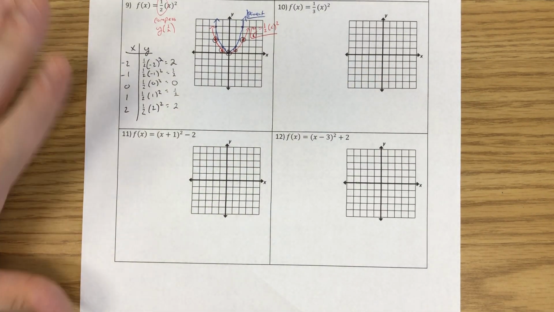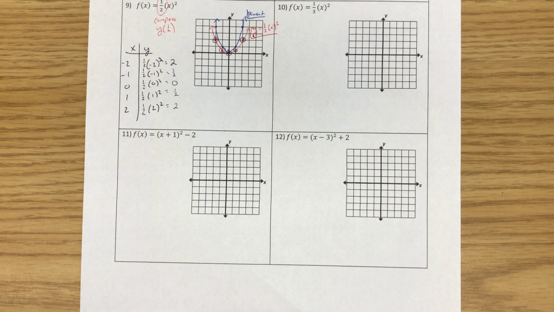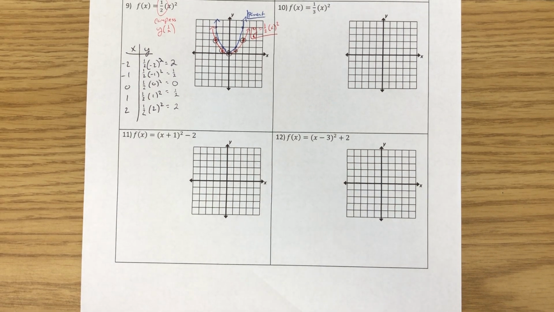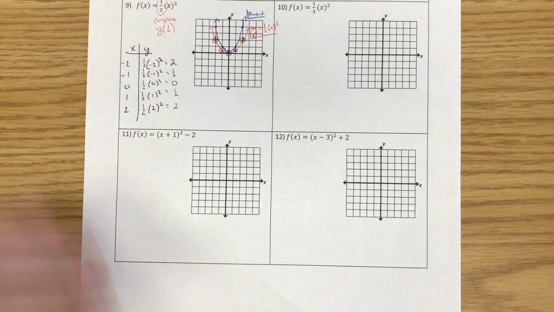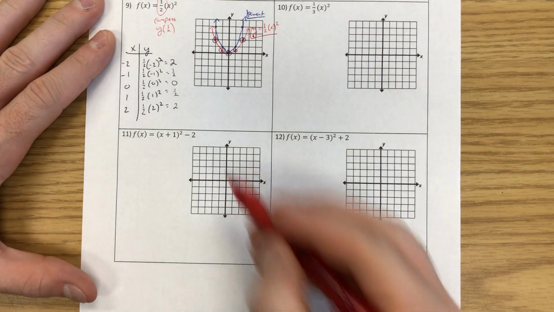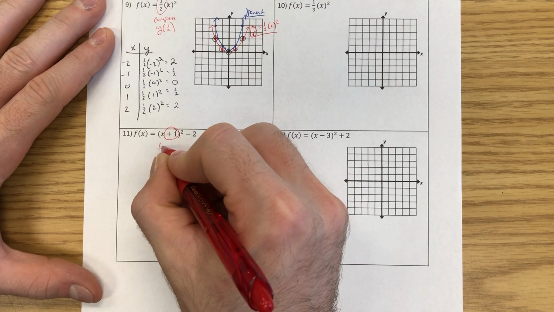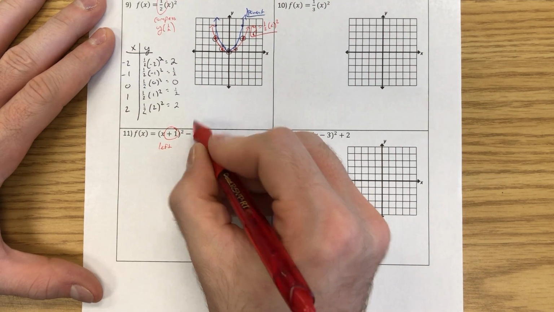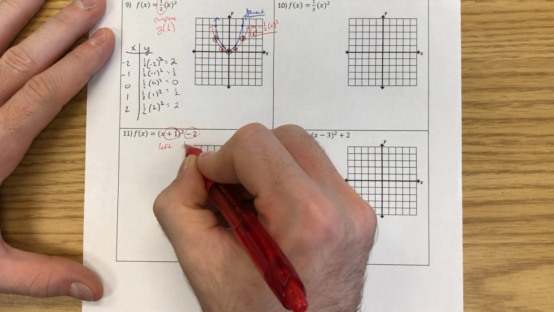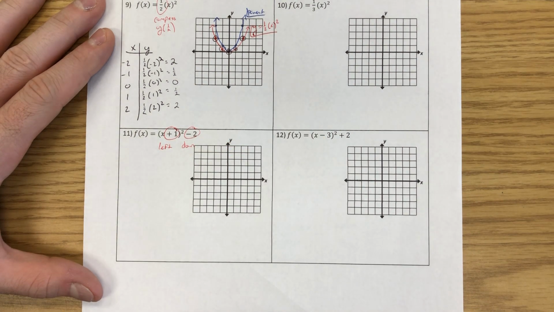So this is going to be the last one that we're going to do. So pause the video real quick, give this a shot, resume it when you're done, and see how you did. Okay, let's see how it worked. So it looks like I have 2 transformations. I have a +1, which means we're going to be moving to the left, and I have a -2 on the outside, which means we're going to be moving down.